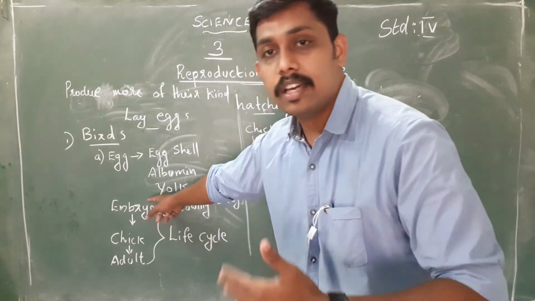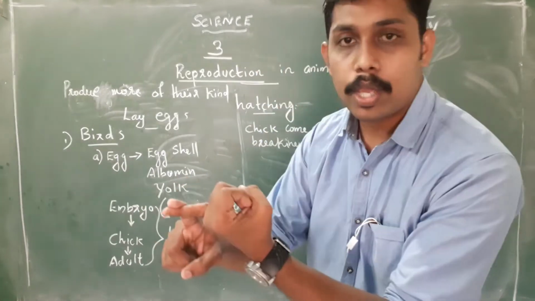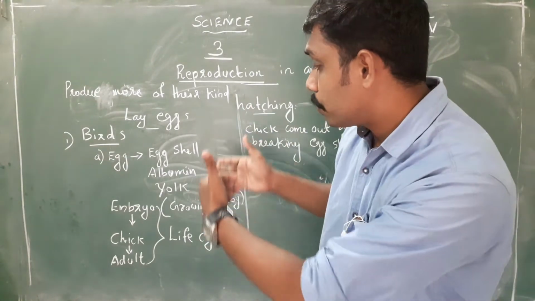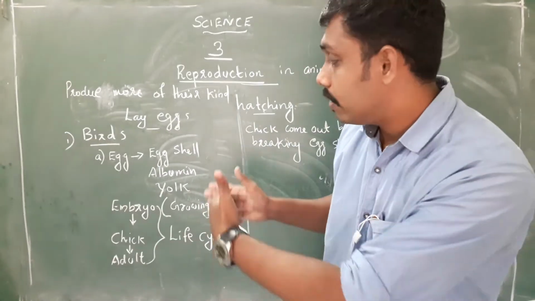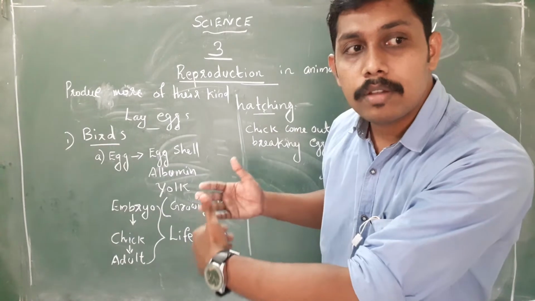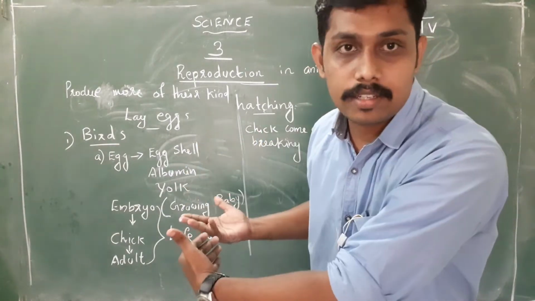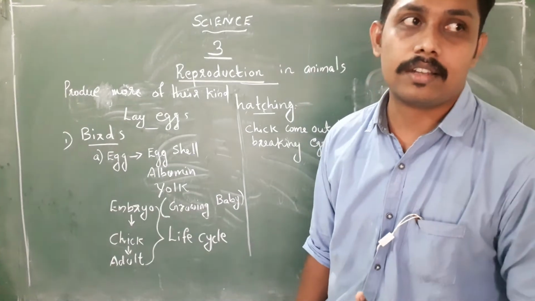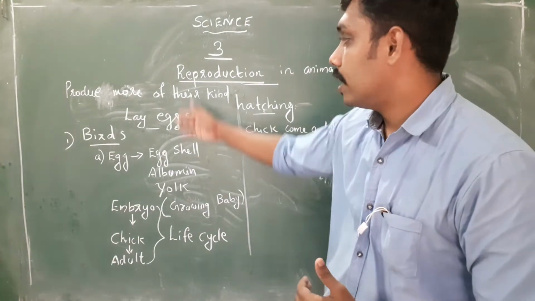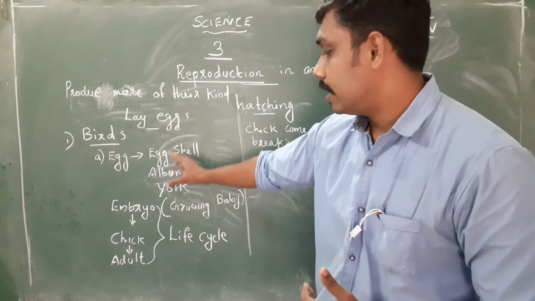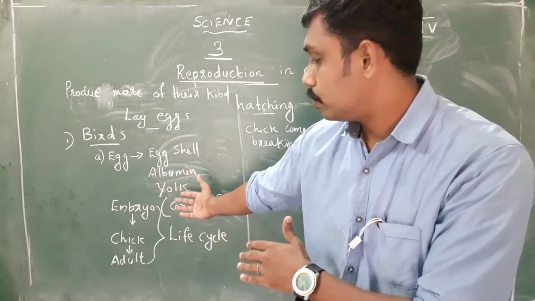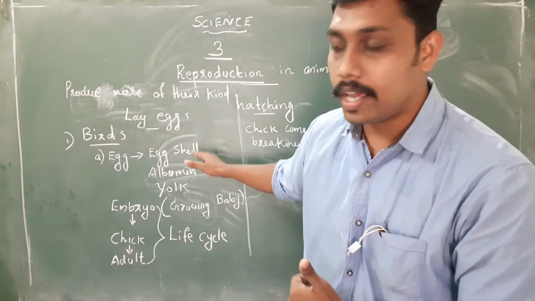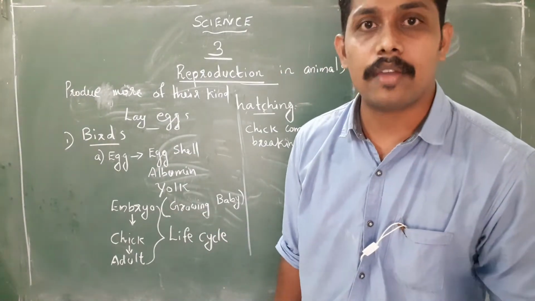So these are the three main developments: embryo, chick, and adult. This process of an animal developing from embryo to adult is known as the life cycle. In the case of birds, the development is from embryo to adult. They lay eggs. That process is called the life cycle.